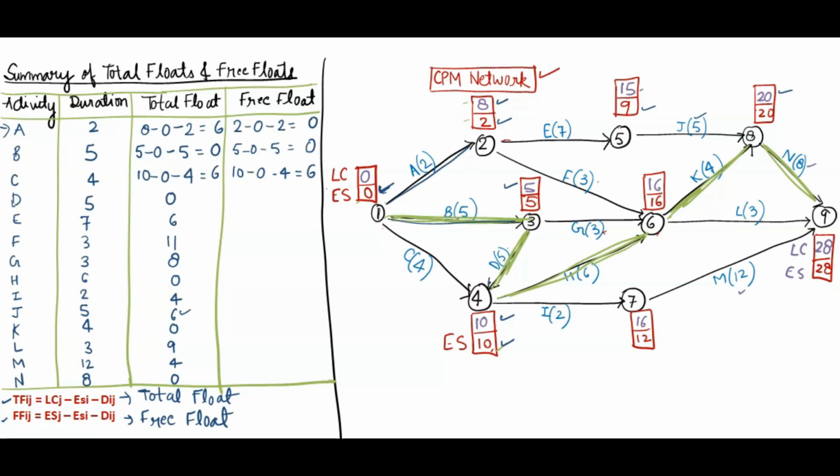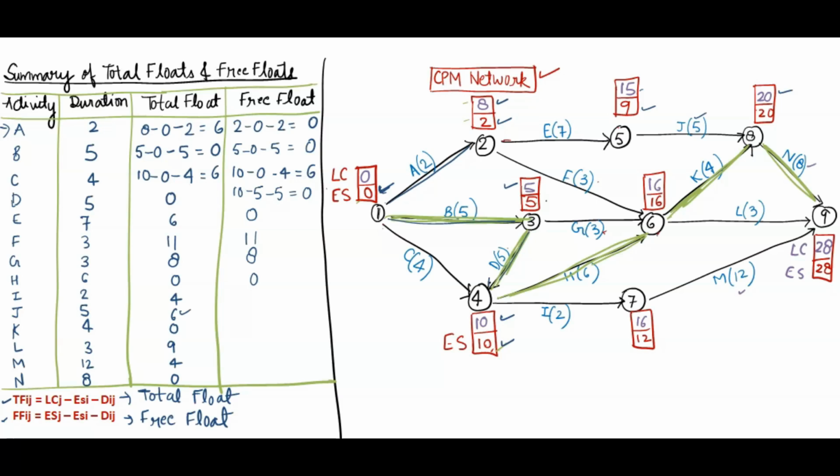Correct. For D activity, 3 to 4 it is coming. So 3, 5, 3 to 4. Okay. Ending ES minus starting ES. 4 ES 10, 3 ES 5. 10 minus 5 and duration is also 5. So we will get here 0. So similarly for E activity we will get 0. F we will get 11. I we will get 8. J we will get 0. H we will get 0.